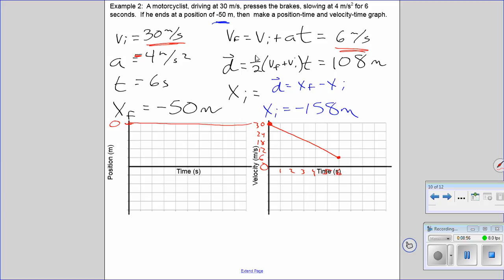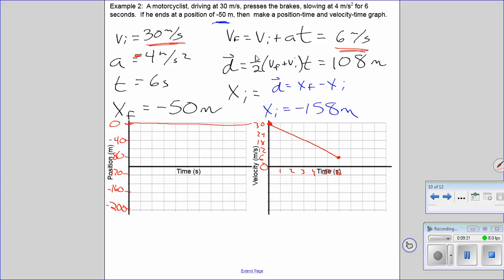So what do you want to number by? I got 10 boxes to get down to 158. 20s works. You could do 16 if you really wanted to, and you'd end up at negative 160. But let's just go by 20s. So we'll call this negative 40. Notice I skipped a box. Negative 80, negative 120, negative 160, and negative 200 for my positions. Cool?